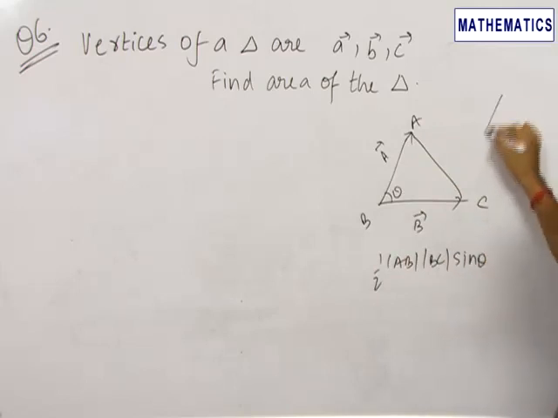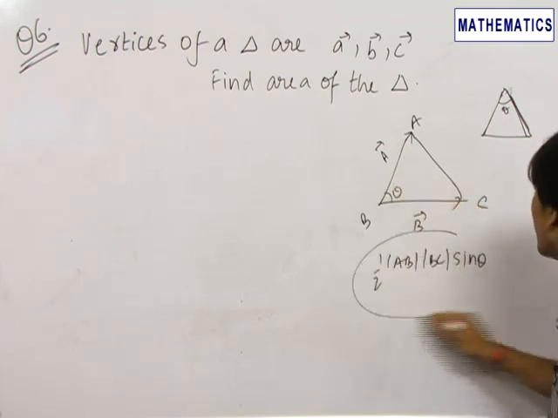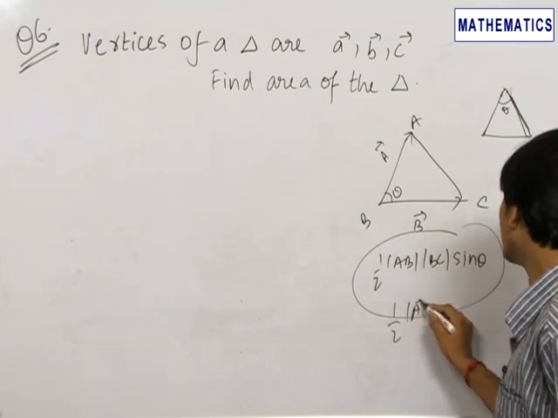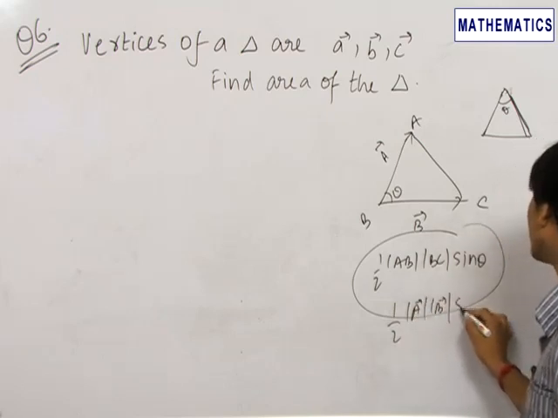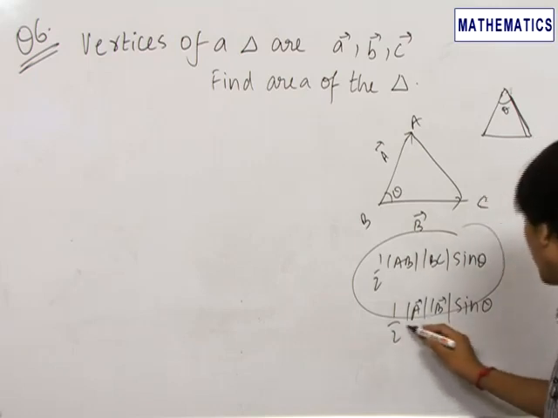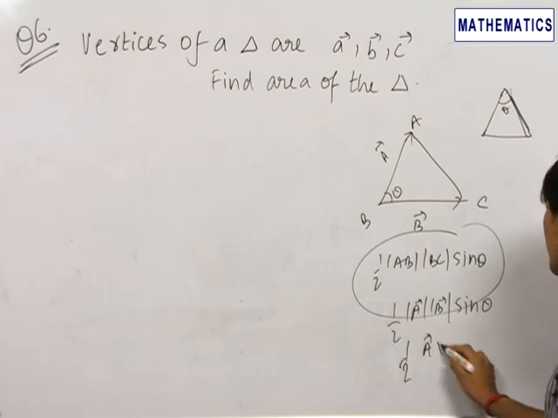This is a formula because by solutions of triangle we get that for any triangle, half into this side into this side into the sine of the angle between two sides is the area of the triangle. Therefore by using similar logic we get this formula. Now this can be written as half into modulus of A vector, modulus of B vector sine theta. Now modulus A modulus B sine theta can be written as the modulus of A vector cross B vector.